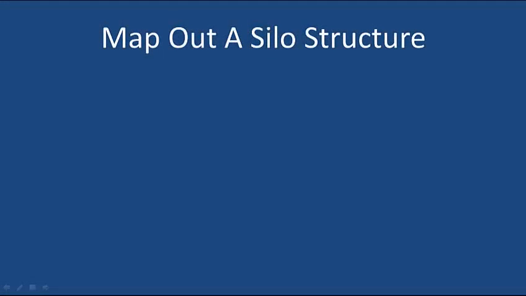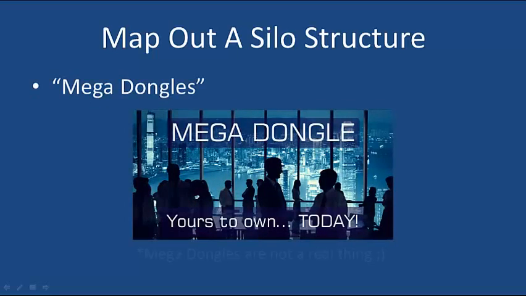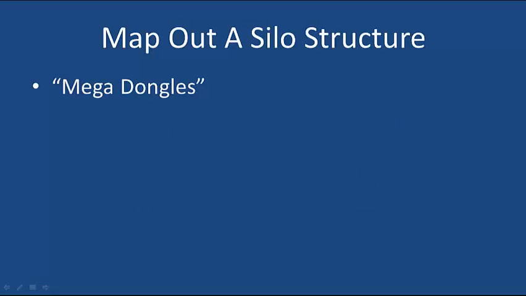In this part of the tutorial, we're going to start mapping out a silo structure for the demo site that we're going to be creating. The site is called Megadongles. What? You've never heard of Megadongles? Well, they're trending big on Google. They're going to be the next big thing, and you're going to be creating a silo site all about them. So let's take a look at the Megadongles example site.